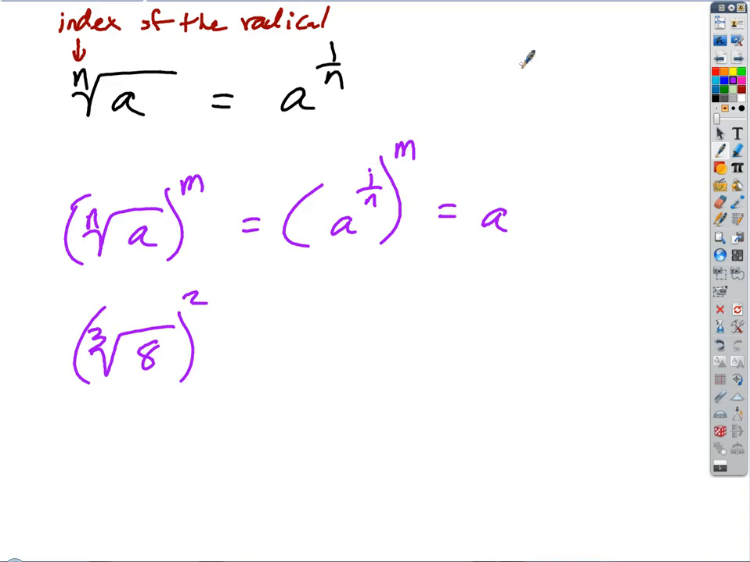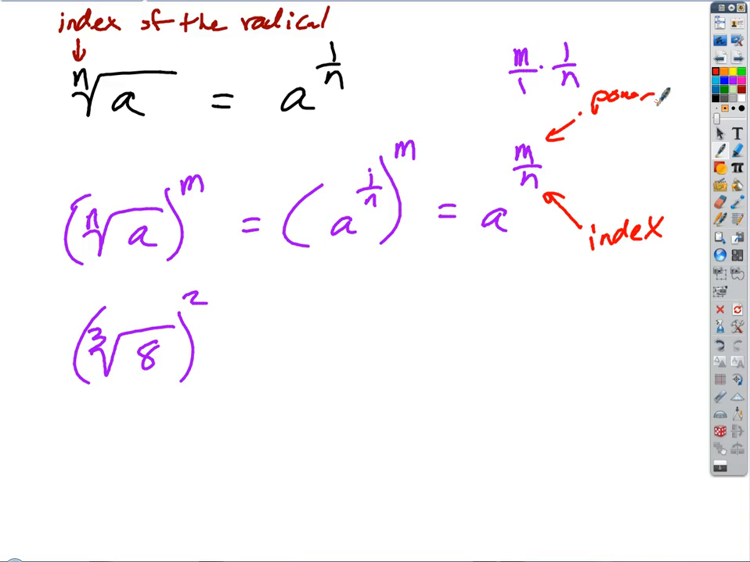If I multiply m times 1 over n, what's that equal to? M over n, isn't it? Yeah, I just multiply straight across. So I can write it as a to the m over n power. Now, what do those mean again? Remember that the bottom of the fraction is the index of the radical, right? And the top is the power that we're taking it to, right?